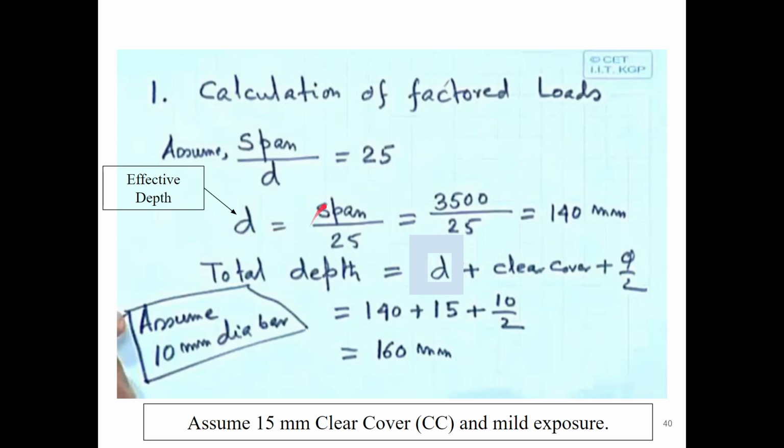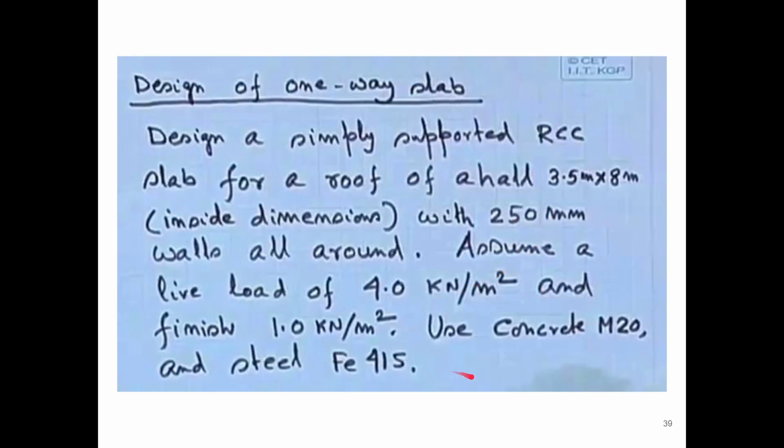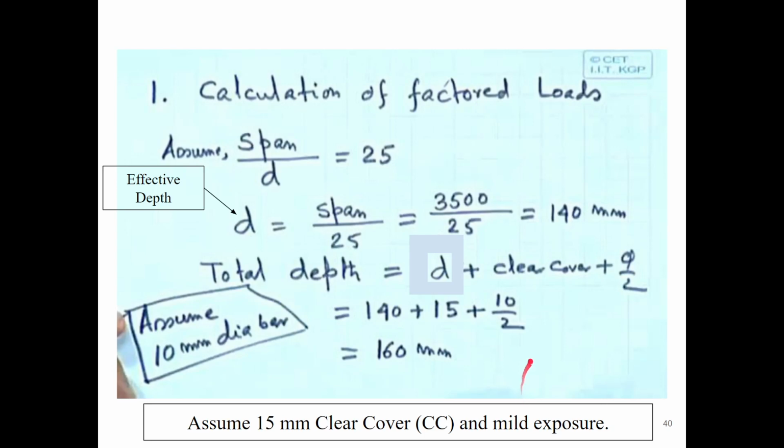So effective depth d will be span by 25, which is equal to 3500 by 25, that is 140. Total depth will be d plus clear cover plus phi by 2, right? Clear cover we have assumed as 15 because it is mild exposure and the rebars are less than or equal to 12. If it is not, we have to consider 20. So clear cover is 15, phi value is 10 for the rebar. So 140 plus 15 plus 10 by 2 comes to 160 millimeter. We have assumed 10 millimeter diameter.